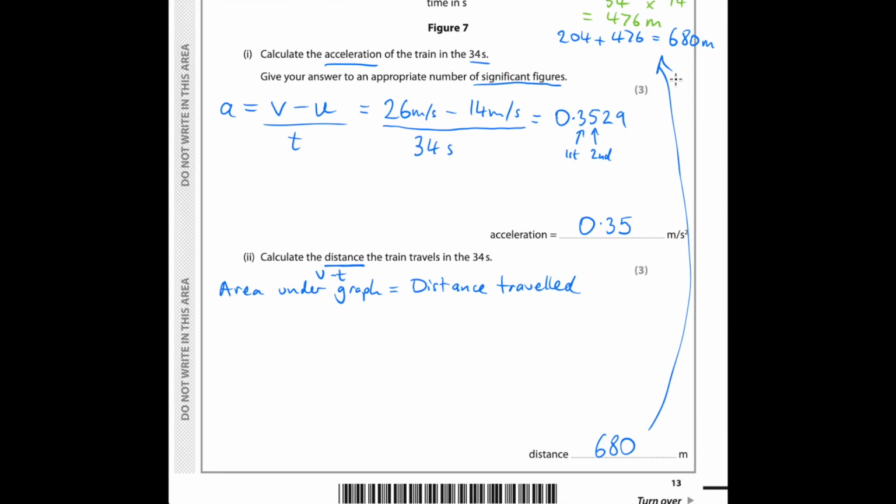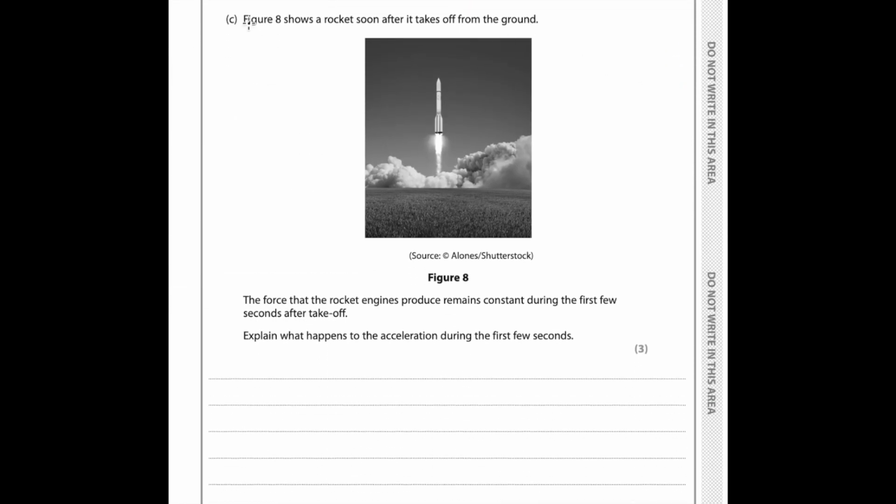I'm not writing all that again, so I'll just do an arrow pointing up to the top. Question C. Figure 8 shows a rocket soon after it takes off from the ground. The force that the rocket engine produces remains constant during the first few seconds after takeoff. Explain what happens to the acceleration during the first few seconds.